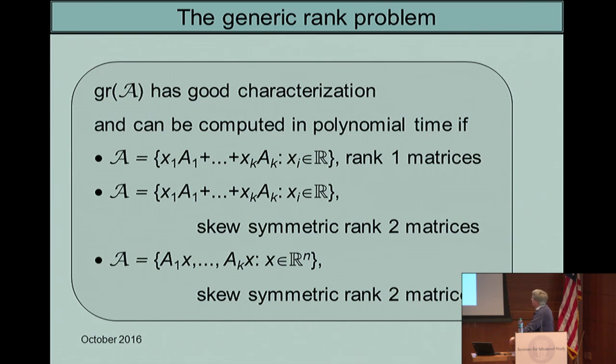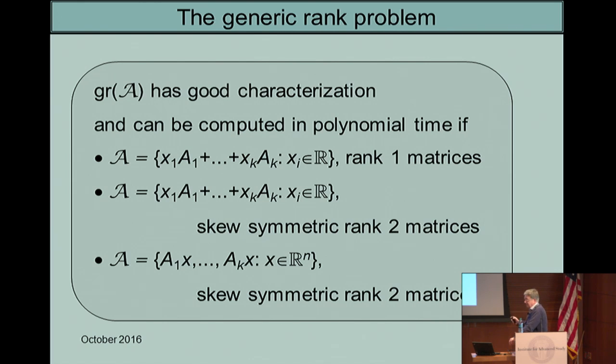Now, here is what we know about this. What I know, maybe there are others. I know 3 classes of examples where the generic rank has a good characterization and can be computed in polynomial time. One is if the subspace is generated by rank 1 matrices. The other one is where the subspace is generated by skew-symmetric rank 2 matrices. And the third one sounds first similar, but it's a different construction. Again, you take a family of skew-symmetric matrices of rank 2, but now you don't take linear combinations of them, but you take a vector and you apply these matrices to this vector to get the columns of a matrix in your space. So this is case 3.